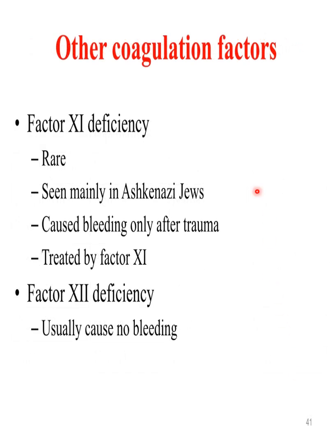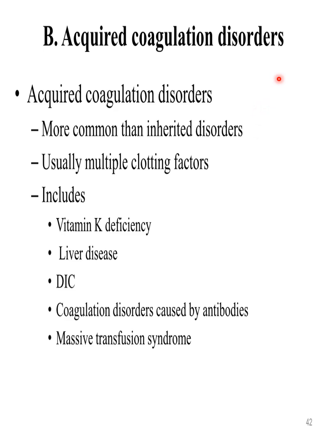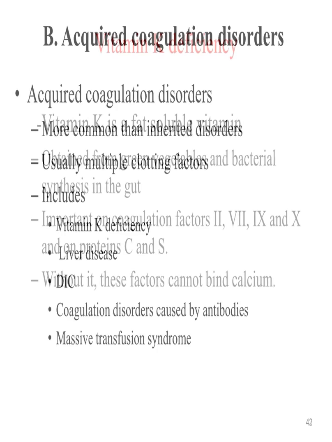The other coagulation factors are factor 11 deficiency, which is relatively rare, and similarly factor 12 deficiency. In the acquired coagulation disorders, you can have multiple clotting factor defects, and the common clinical entities are vitamin K deficiency, liver disease, disseminated intravascular coagulation. At times antibodies are directed against the clotting factors, and at times massive blood transfusion results in clotting disorder.